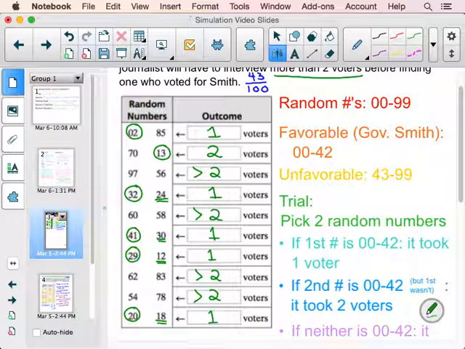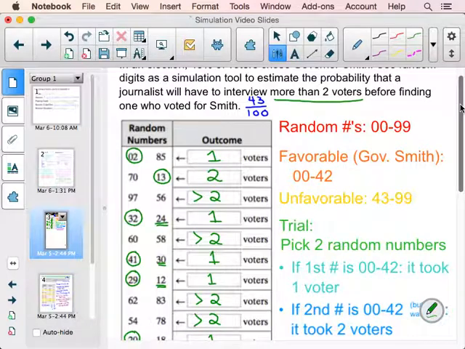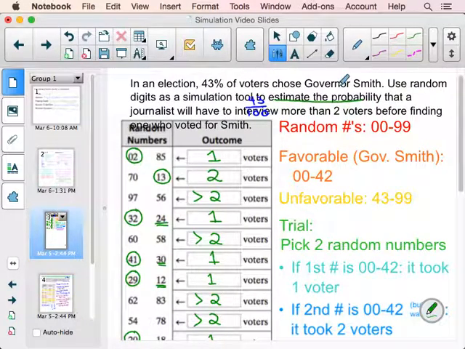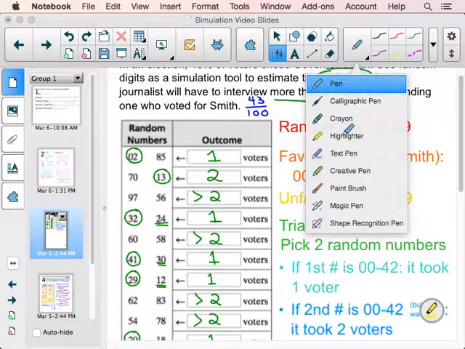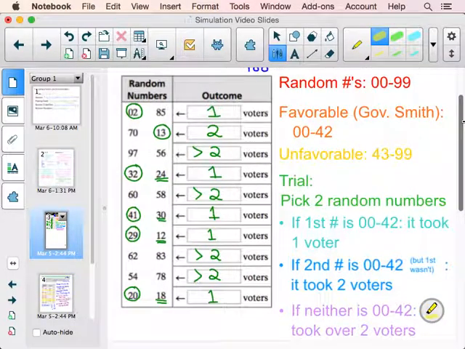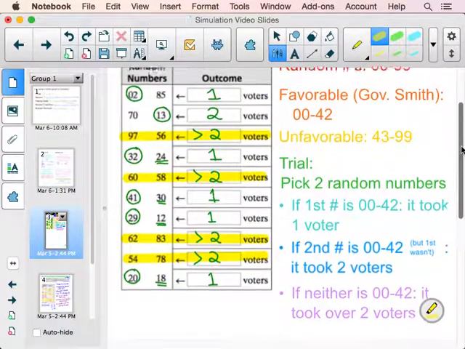Okay, so now we're ready to count up so that we can get the probability of having to interview more than 2 voters before finding one who voted for Smith. So let's look at which of these had more than 2 voters. This trial took more than 2 voters. So did this one, so did this one, and so did this one. And we did a total of 1, 2, 3, 4, 5, 6, 7, 8, 9, 10 trials in this table.